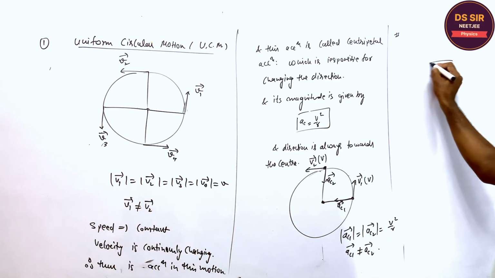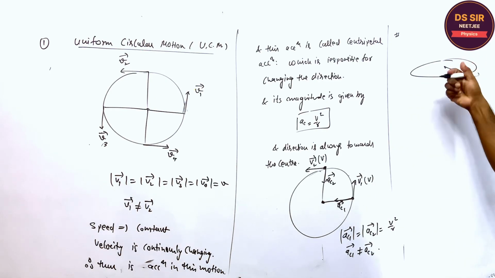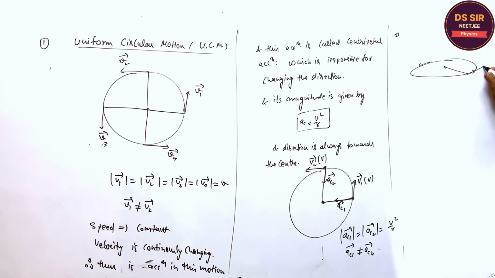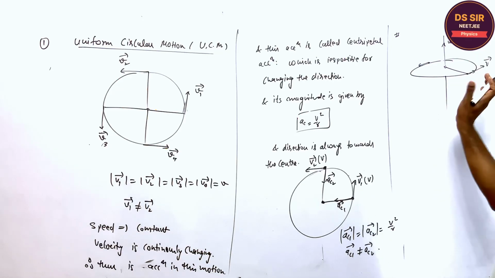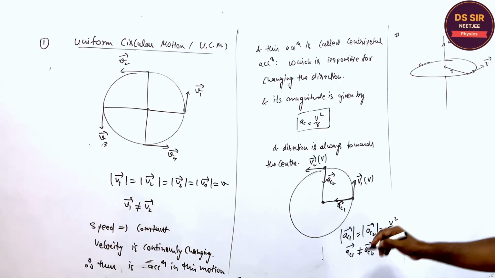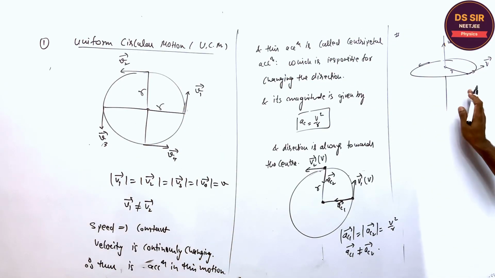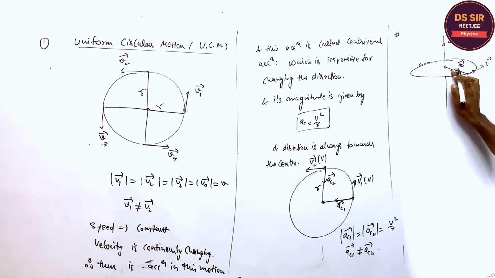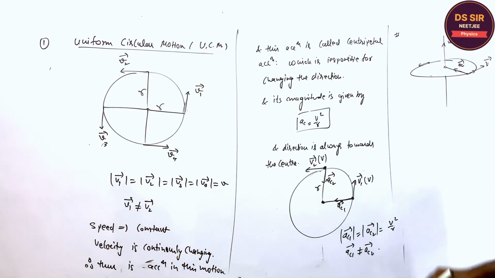Listen, one thing. Suppose the particle is moving in a circular path like this. So this is the velocity vector. Where is the angular velocity? This is the angular velocity vector. Suppose the radius of the circular path is r as well. Are you getting or not? And this is the centripetal acceleration at this time. The radius is r. Do you understand or not?